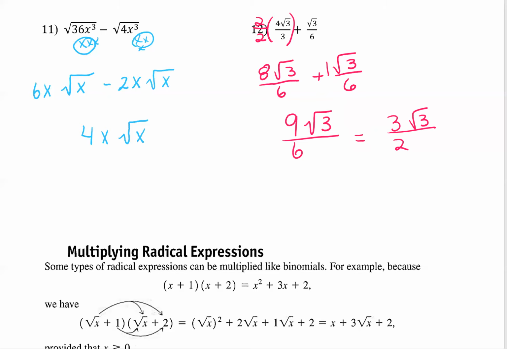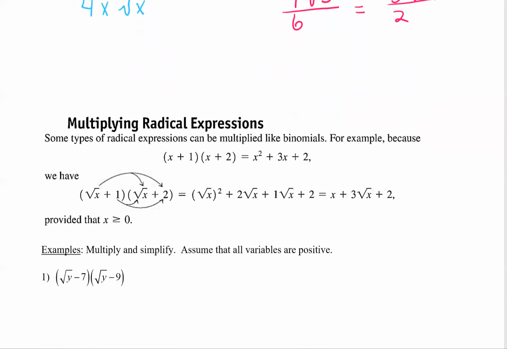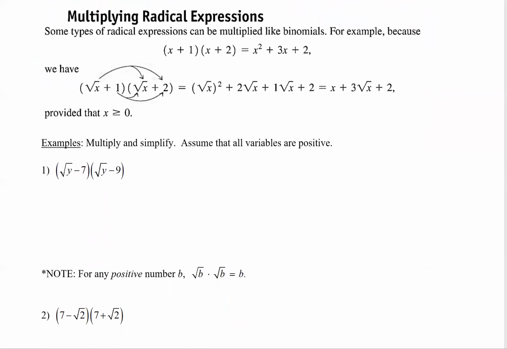So let's move on to multiplication and division. So multiplying radical expressions. So the first example here, if you know how to multiply two binomials, you can multiply two binomials that have radical signs in them.